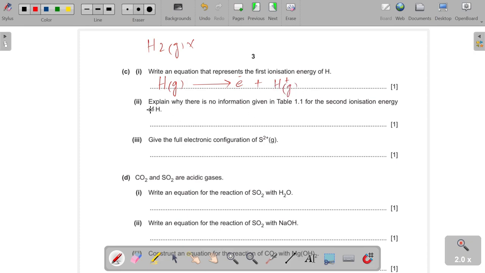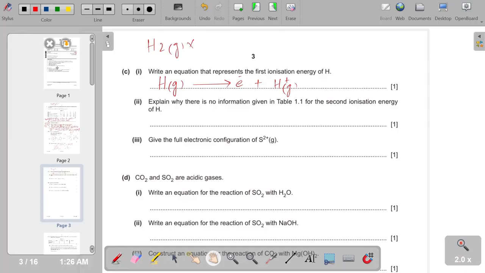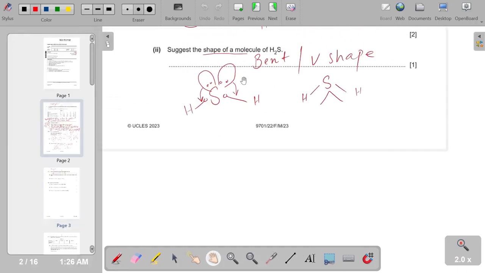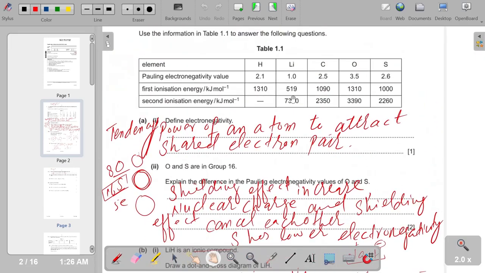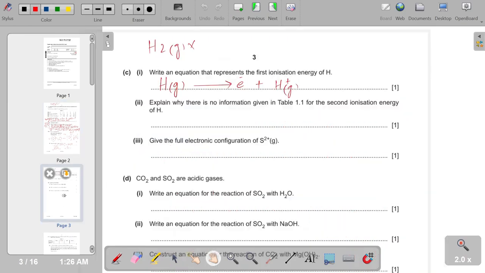Why is there no information given in Table 1.1 for the second ionization energy of H? As you know, hydrogen is from group 1, you can see it here in the table. If you see it here, you can notice there's no value for the second ionization energy of hydrogen. Hydrogen has only 1 electron in the valence shell. It has only 1 electron, there's no other electron in there. So you can say there's no second electron in the valence shell of hydrogen.